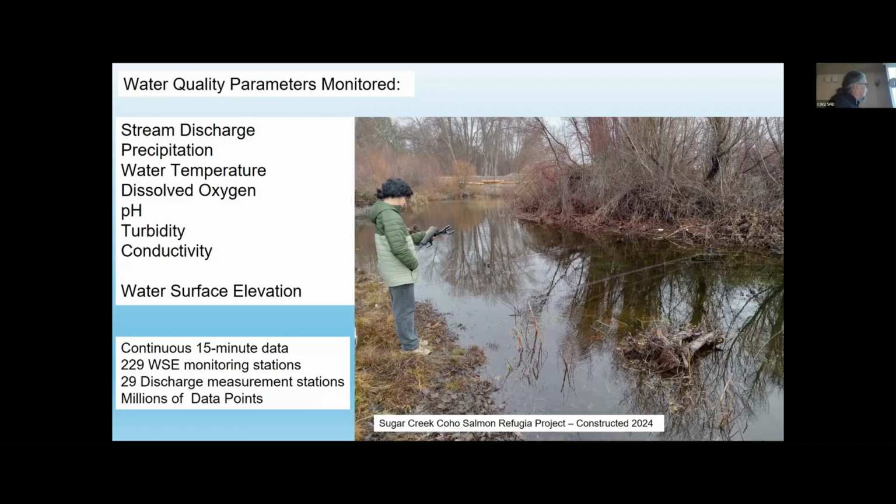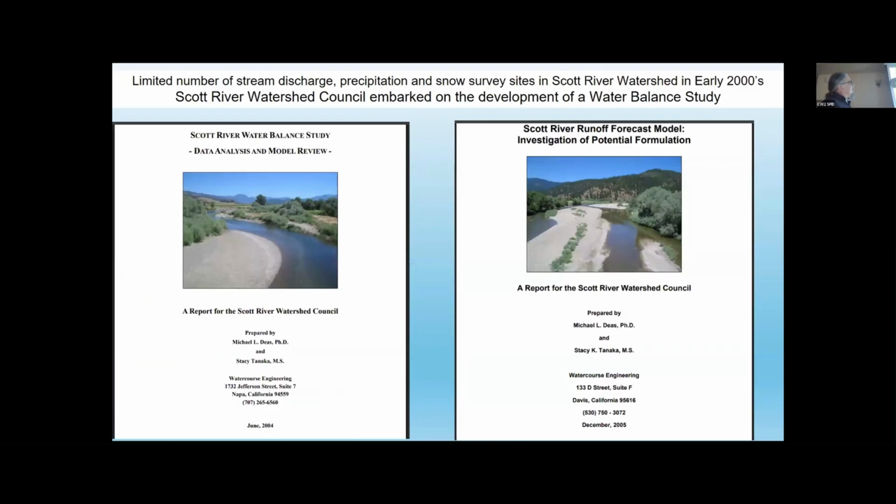Almost all of the water quality data and hydrology data that we collect is continuous 15-minute data. We have currently 229 water surface elevation monitoring stations and 29 discharge stations, having over 250 stations that are collecting 15-minute data. A lot of these stations, all these stations really collect multiple parameters. The discharge stations collect both stage and temperature, leading us to millions of data points. And that is one of the challenges that we have had as a small organization, fundamentally keeping up with this immense amount of data that we have been collecting.